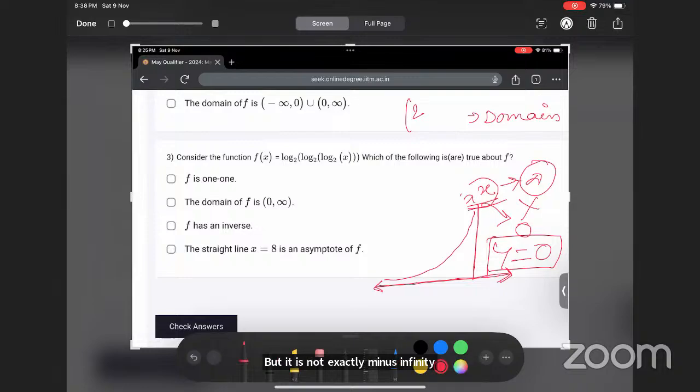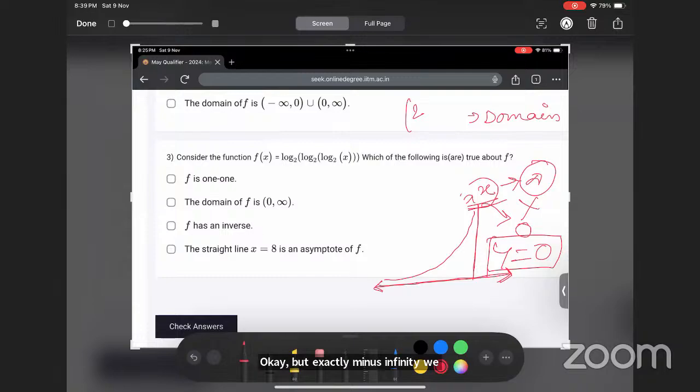So there is a huge difference between tending to minus infinity and exactly minus infinity. Exactly minus infinity is something not defined because we cannot define infinity or minus infinity. But we can define something tending to infinity. This is some number which is really big. We don't know it, so we define it as tending to infinity. Tending to minus infinity is a very small number. But exactly minus infinity we cannot define.